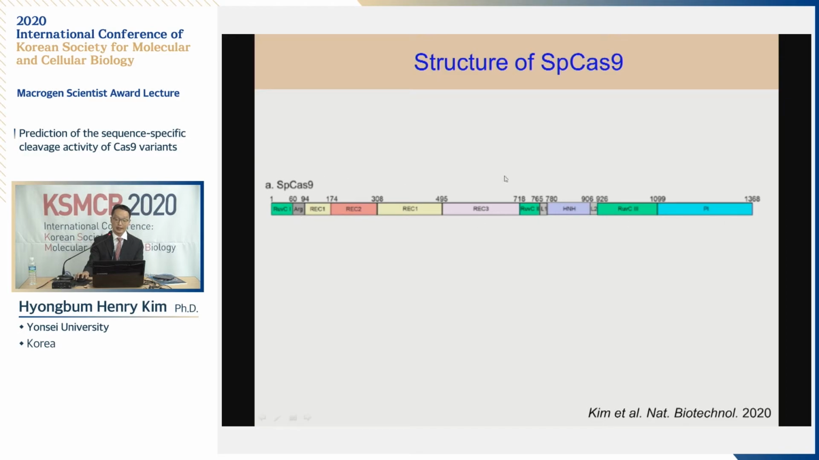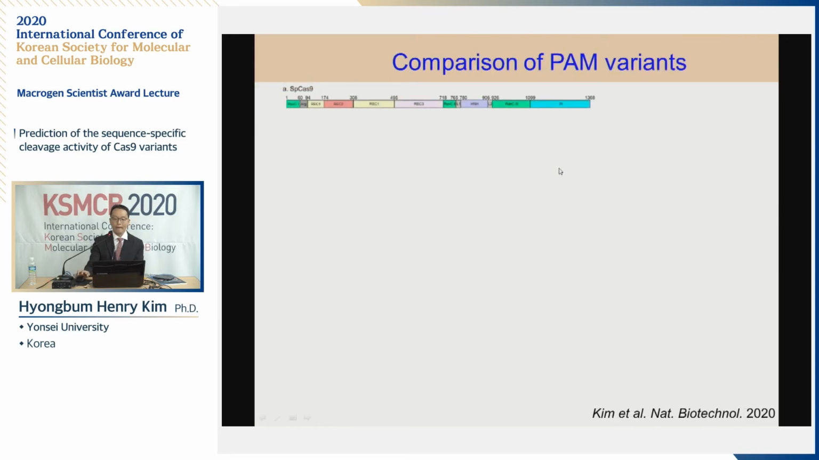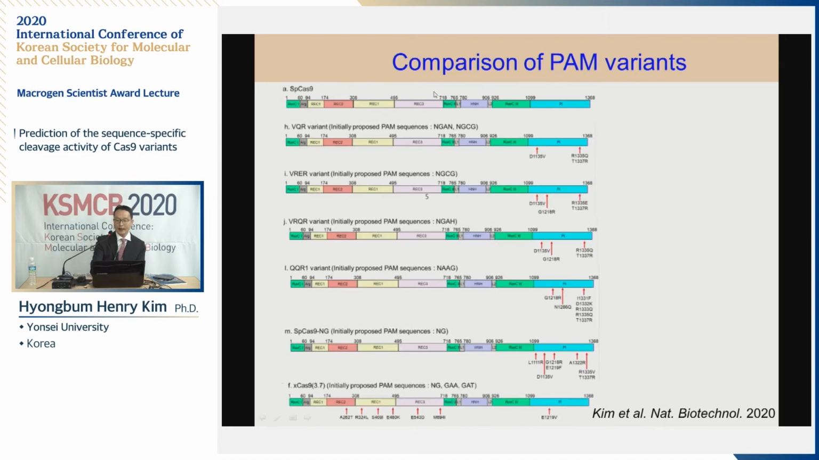And this is the structure of Cas9. This is the PAM interacting domain. They have a REC domain and a nuclease domain. Several groups made different PAM variants, which recognize different PAM sequences, by making different mutations, like this mutation. There are several different PAM variants developed in this field. But we were confused about which PAM variant we should use when we target a certain sequence.